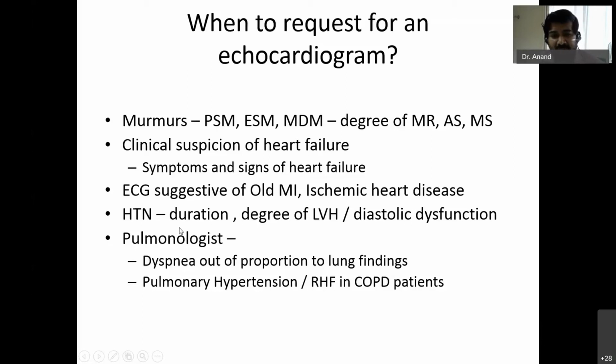Hypertension, probably the most common cardiac disorder. Patients with long-standing hypertension should have an echo to find out what degree of left ventricular hypertrophy they have and if they have any diastolic dysfunction leading to diastolic heart failure. A pulmonologist commonly wants an echo if the dyspnea is out of proportion to the pulmonary findings. Even in patients with chronic COPD and interstitial lung disease, you want to know if there is any evidence of pulmonary hypertension or right heart failure. So these are common situations when additional echographic input is required in order to correlate the clinical scenario.